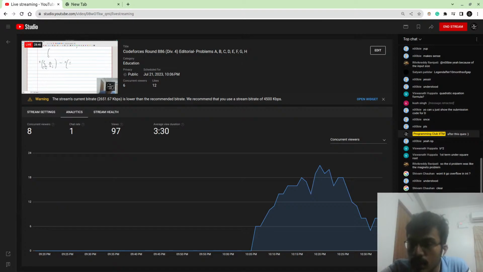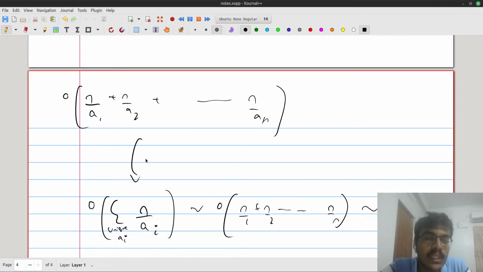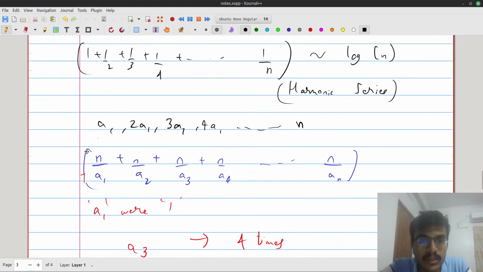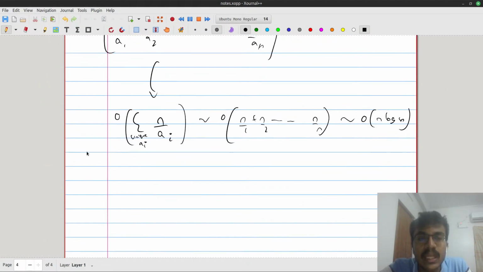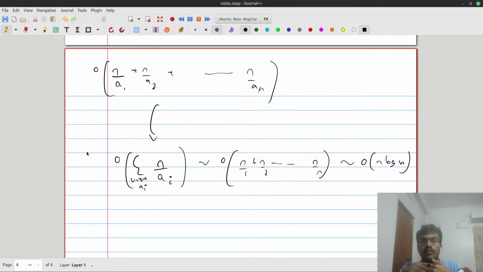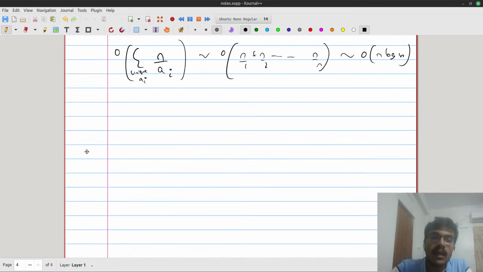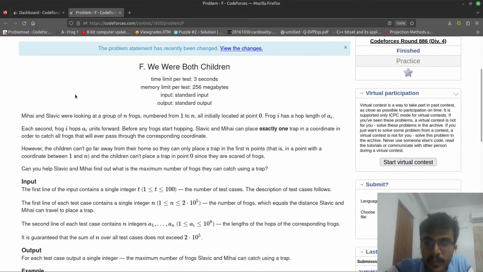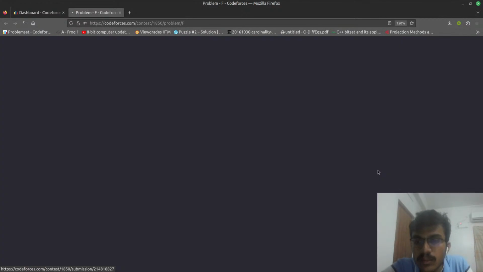Okay, it's a harmonic progression sum here. Hopefully that is clear. Okay, let's keep going. So the idea for f was, I'll quickly go through it again. We just maintain some kind of frequency array of how many times each position occurs. If I show you my implementation, it might be a bit easier to see.